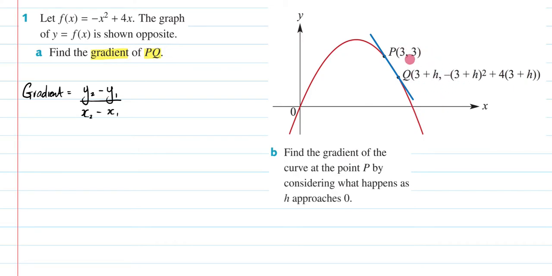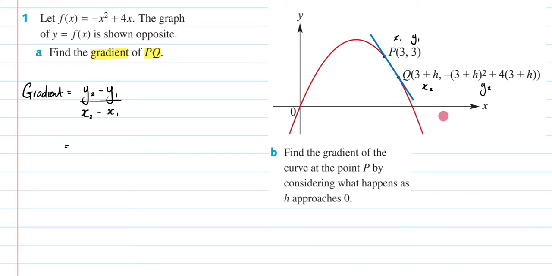It doesn't really matter which one you call x1, y1, as long as you're consistent. What I mean by that is I'm going to call this x1 and y1, and I'm going to call this x2 and y2. So these up here could have been x2, y2, and these down here could be x1, y1. It doesn't matter, as long as you're consistent. Having done that, now let's just sub some things in.